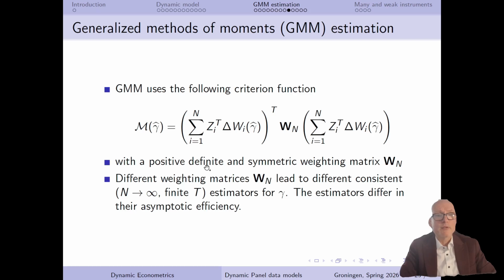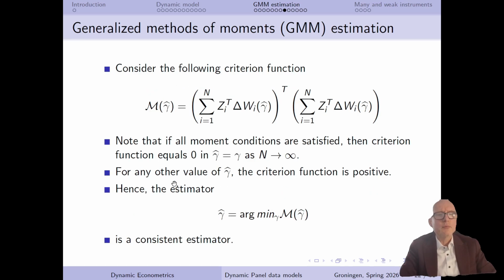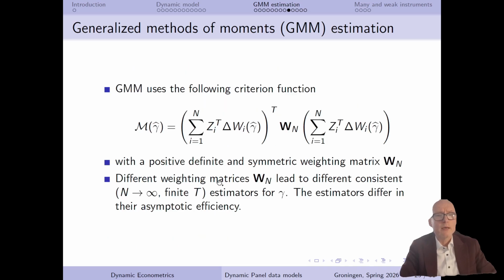It's a positive definite and symmetric weighing matrix Wn. That's the thing that we have over here. And then we multiply it by, say, our vector of left-hand sides of our moment restrictions. Now you should take into account that the things that we said on the previous slide still hold, and that implies that if n goes to infinity, and for finite T, then there is only one minimum of this thing that we have over here, which is, of course, gamma itself, the true value of gamma.